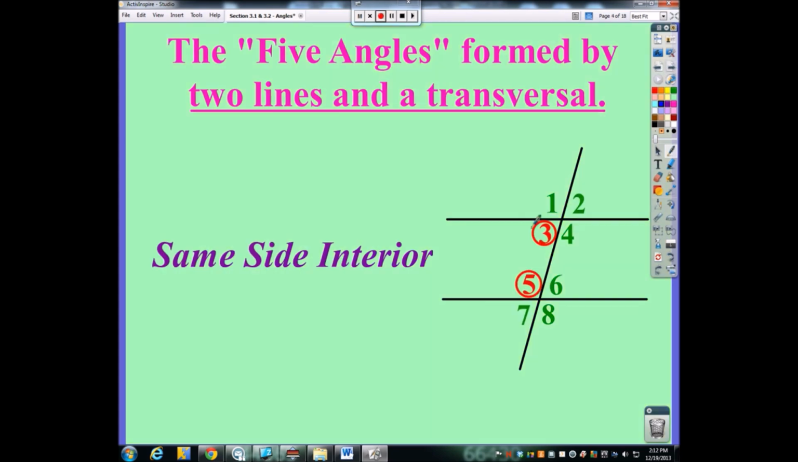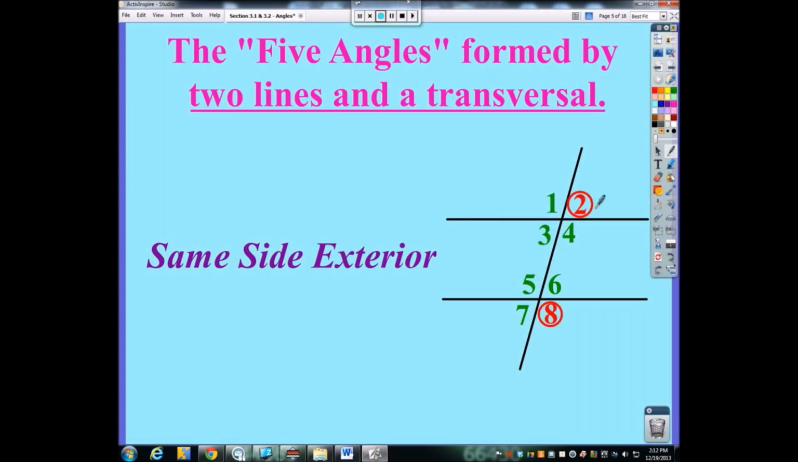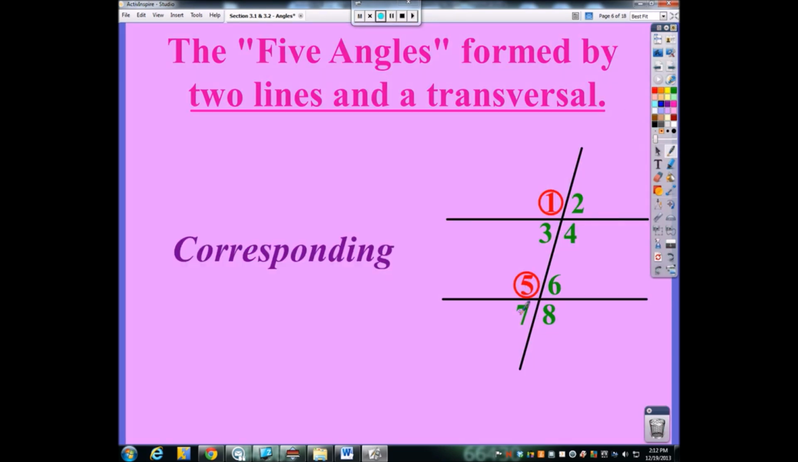Next. There we go. Same side interior. We are on the same side of the transversal, either both on the left or both on the right, and we are on the interior of our 2 lines. Same side exterior, likewise, we're on the same side, so either both on the left or both on the right, and we're on the exterior of our 2 lines.